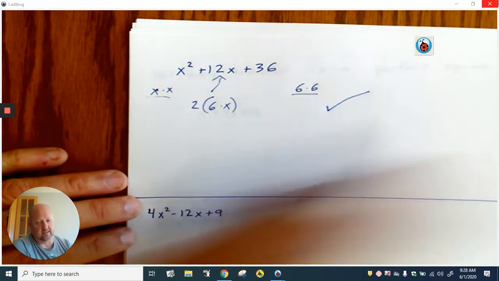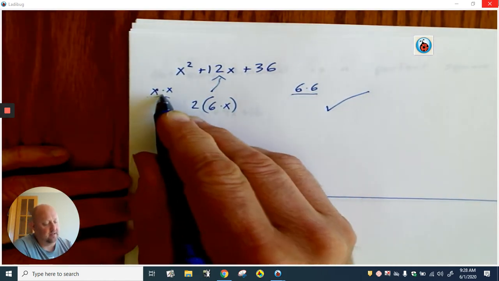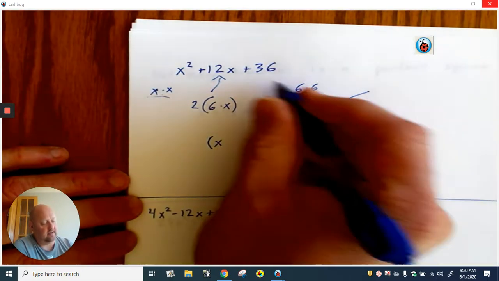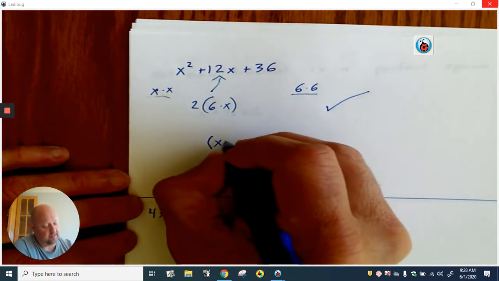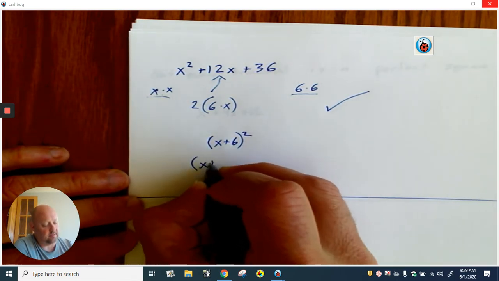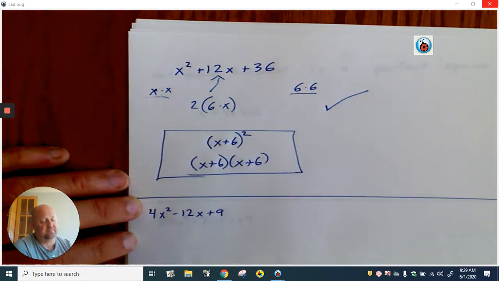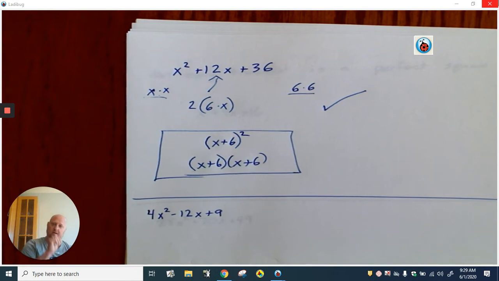So yes, we know this is a perfect square trinomial, which means it's going to factor into an x, and that's a positive 36, so it's going to be a positive 6, and it's going to be squared. Or if you wrote x plus 6 times x plus 6, either one of those two answers is correct. I like writing the quantity squared because it means the same thing. It really is that simple. The idea here is that this can make your life a little easier sometimes. That's really the goal.